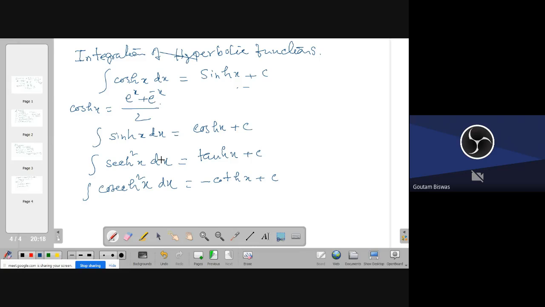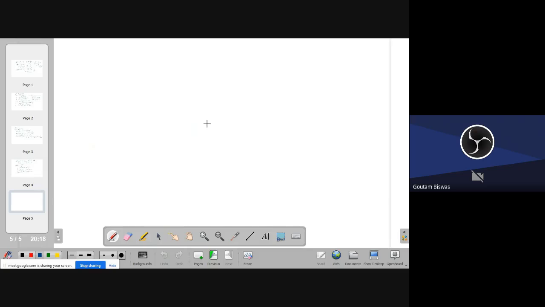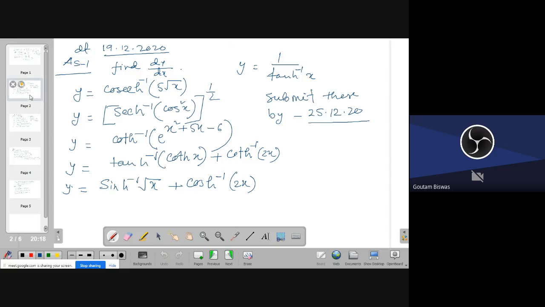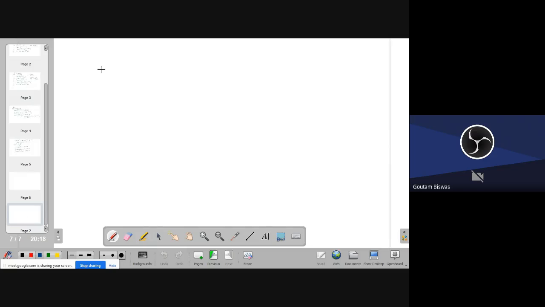Now, today I am not going to give you these assignments on integration. I'll give you day after tomorrow, or any day afterwards. I want to show you this is assignment 1, page 5.